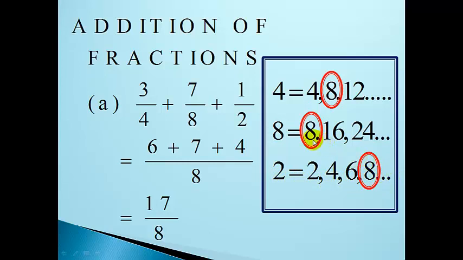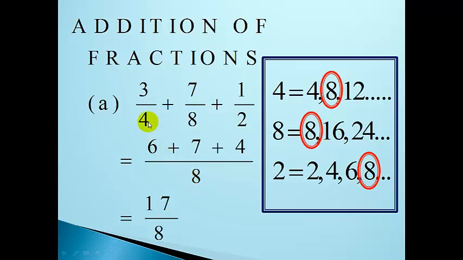Now we can see, considering the 3 multiples, that the least of the common multiples is 8. So we can find 8 here, 8 here, and 8 here. So the least of the common multiples is 8, and therefore the LCM is 8.